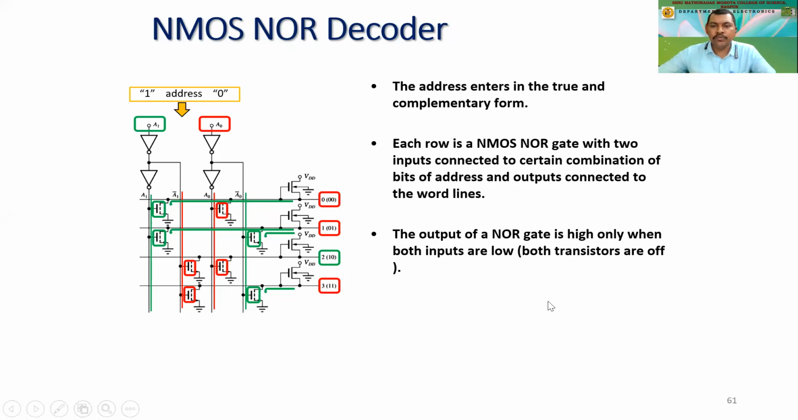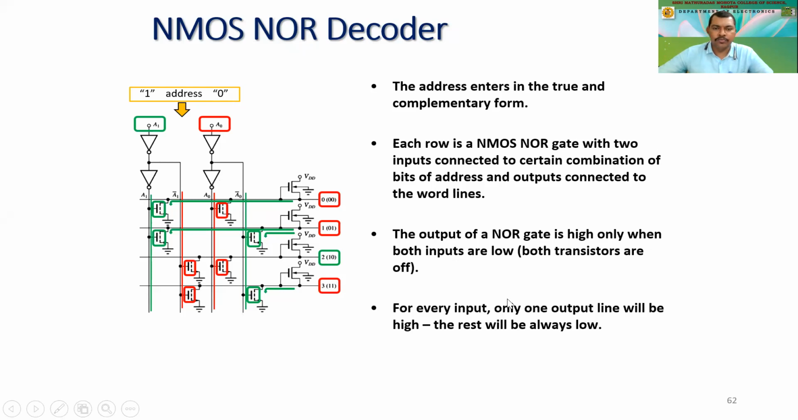Likewise, the output of the NOR gate is high only when both inputs are low, both transistors are off, right? For every input, only one output line will be high, the rest will always be low. So if you want the data to come from this slot, then all the other lines will be low, because we are giving the decoder format, right? We have studied this in multiplexer as well as demultiplexer. We are using two lines, one is inverted and the other one is non-inverted.